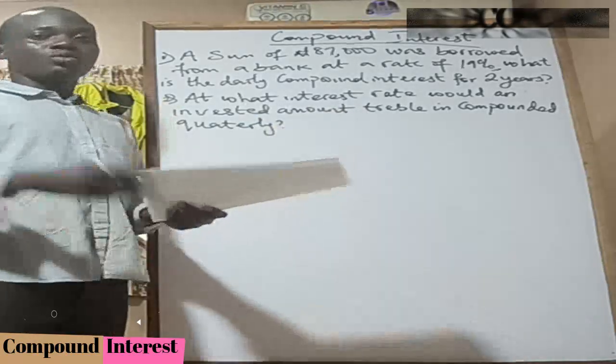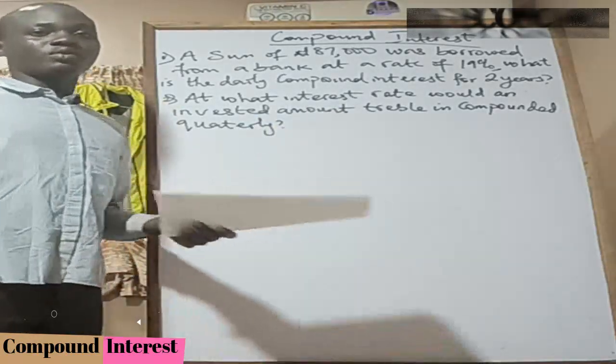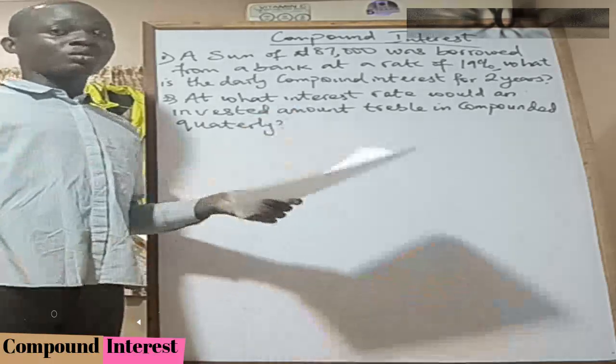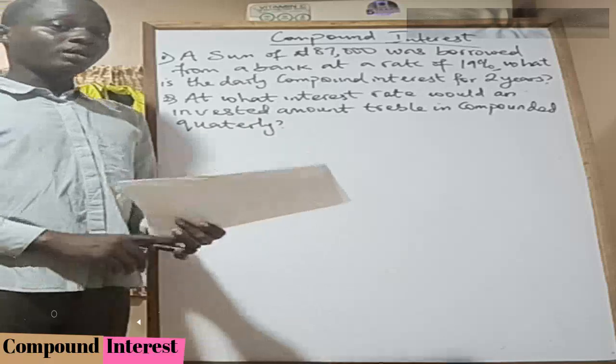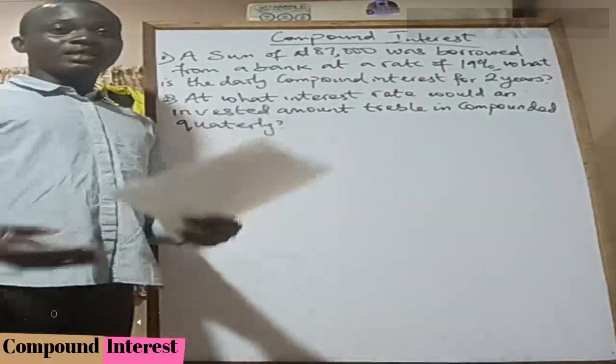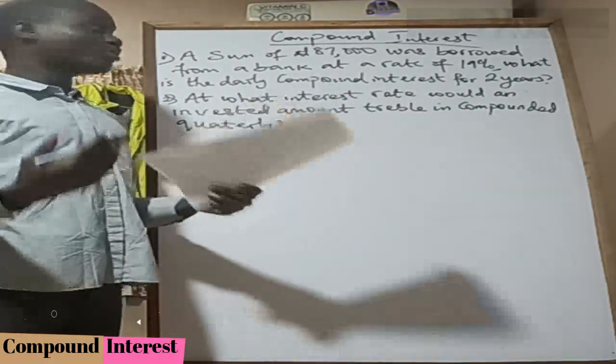Now the question is asking what is the daily compound interest for 2 years, which means you must have first gotten the annual compound interest, then you have to divide by the number of days you have in 2 years, right? So again, interpretation of questions. You need to be able to interpret questions very well.